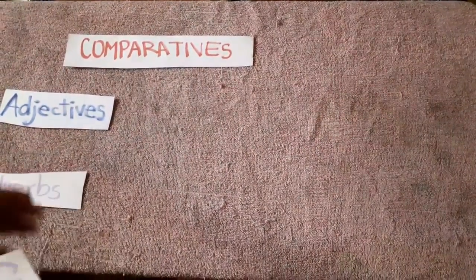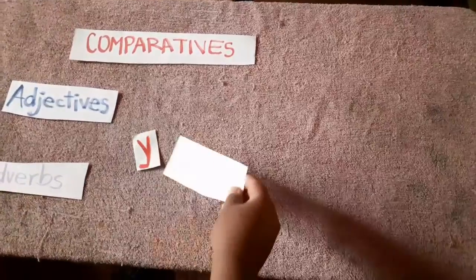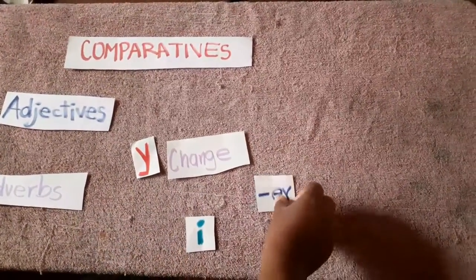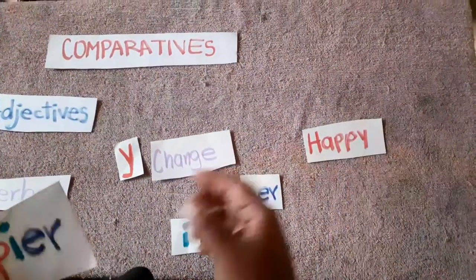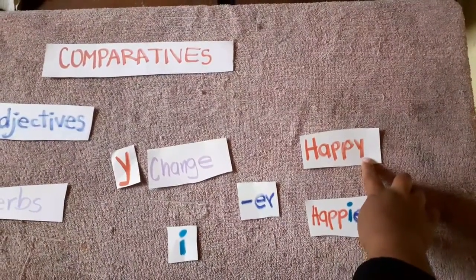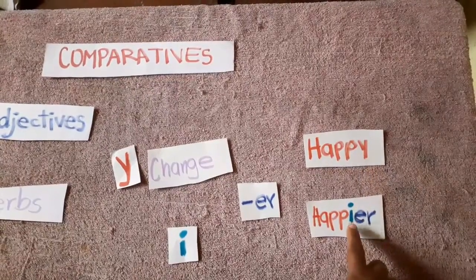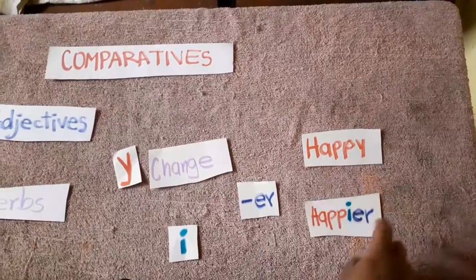Adjectives and adverbs ending in y, you must change y to i and add er. For example, happy, happier. Happy ending in y, you must change y to i and add er. Happy, happier.